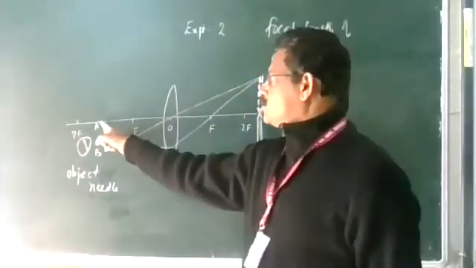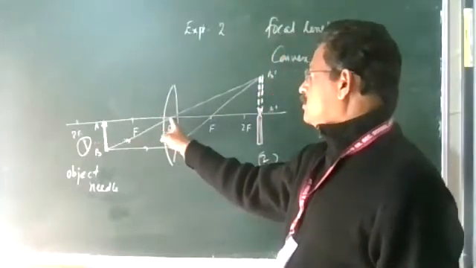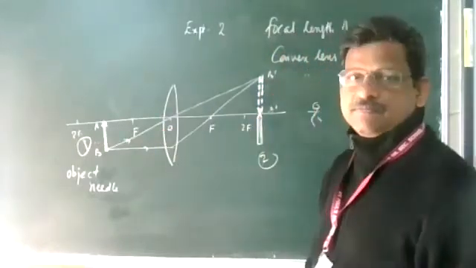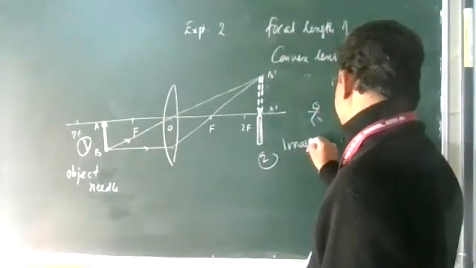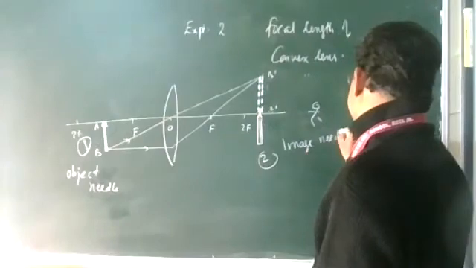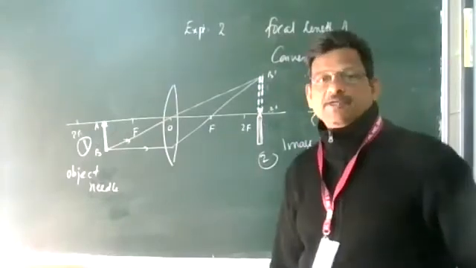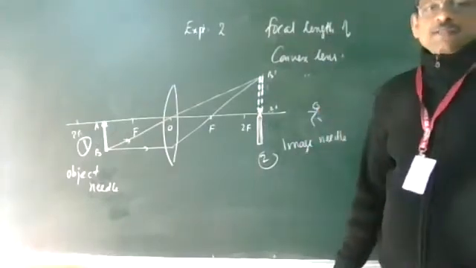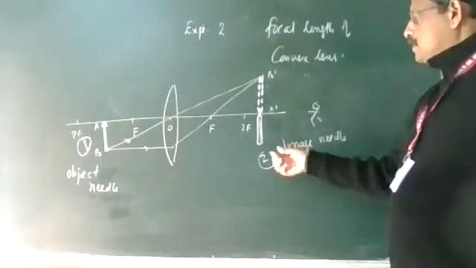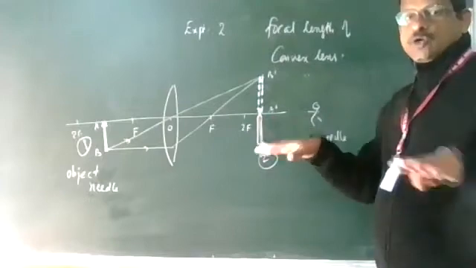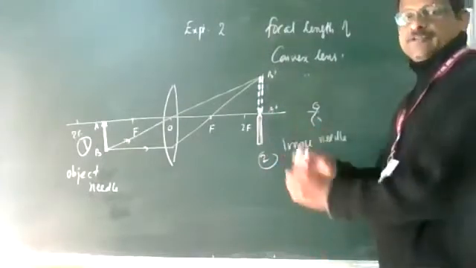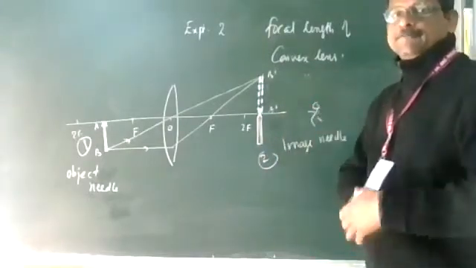They are to be arranged so that the height is almost along the middle of the lens. This is the second needle, we call this the image needle. Then what you have to do? On this optical bench stand, there are screws to adjust horizontally, or you can adjust the height, up and down also.